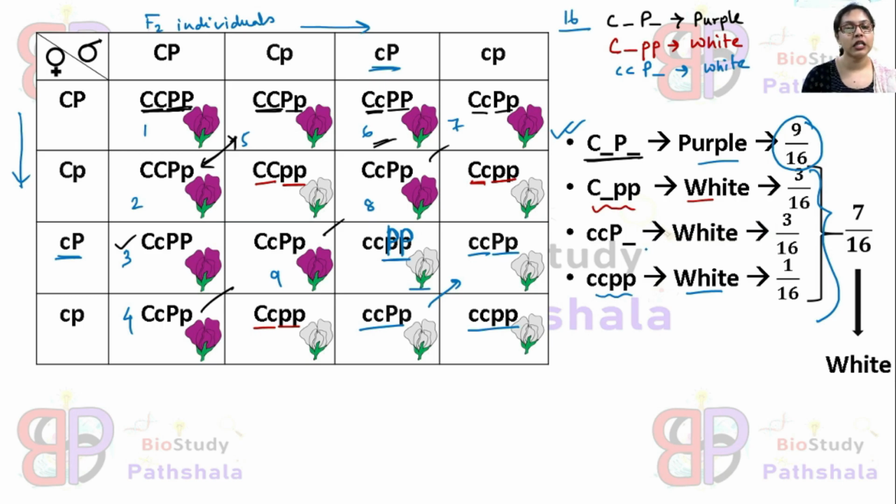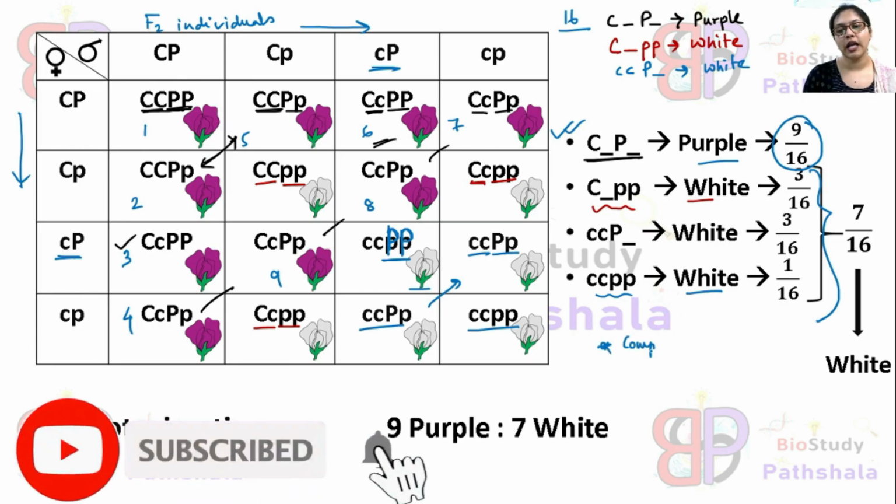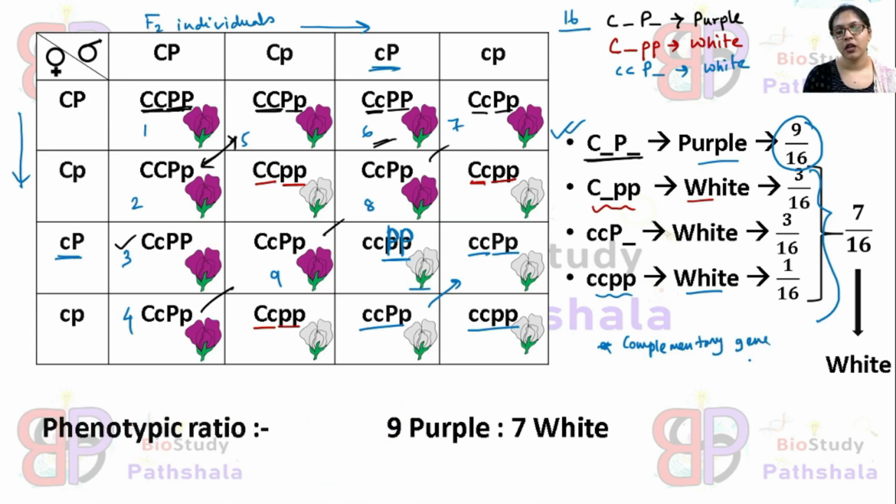So from this checkerboard we can obtain that the phenotypic ratio is 9 purple to 7 white. That means the phenotypic ratio in case of duplicate recessive epistasis is 9 to 7. Although I have forgotten to tell something new, that is, the duplicate recessive epistasis is also known as complementary gene interaction.